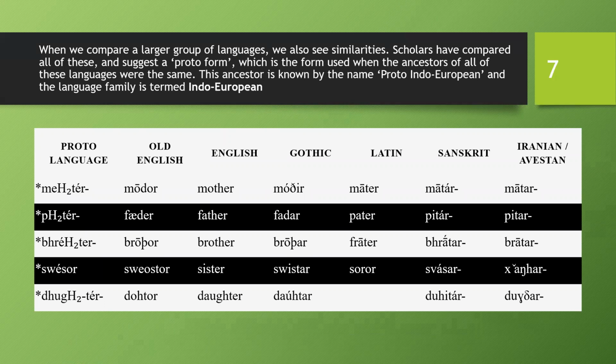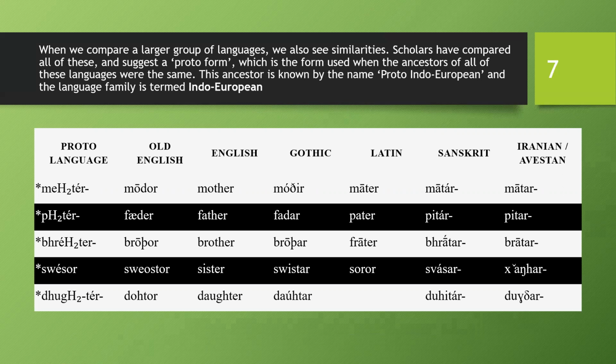When we compare an even larger group of languages, we also see similarities. And scholars have suggested that all of these languages, Old English, English, Gothic, which was the ancestor, an earlier form of German, what are now German languages, Latin, which is the ancestor of French and Spanish and Portuguese and Italian, Sanskrit, which we've spoken about before, and Iranian, which has developed over time into the Farsi language of Iran, that these were all a single common language.